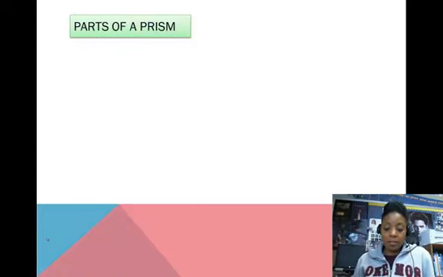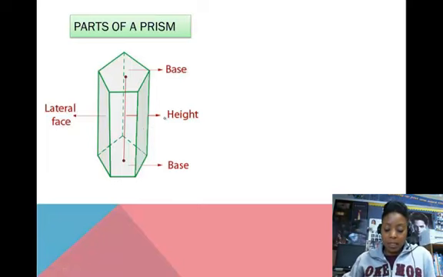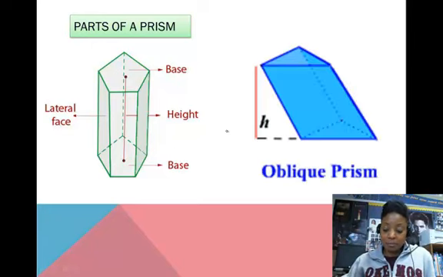All right, so the parts of a prism would be the bases. In this case, the two bases are pentagons. The other parts of the prism would be the lateral faces, which are all of the rectangular faces. Those are considered the lateral faces. And then the height of the prism goes from the center of the upper base to the center of the lower base. Now this prism is what we call a right prism.